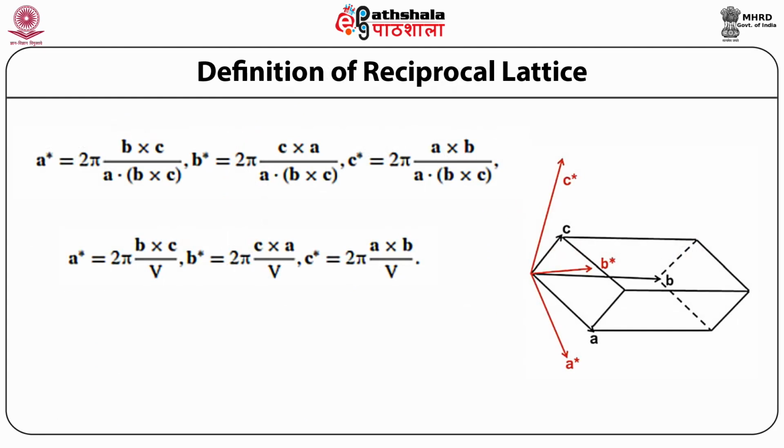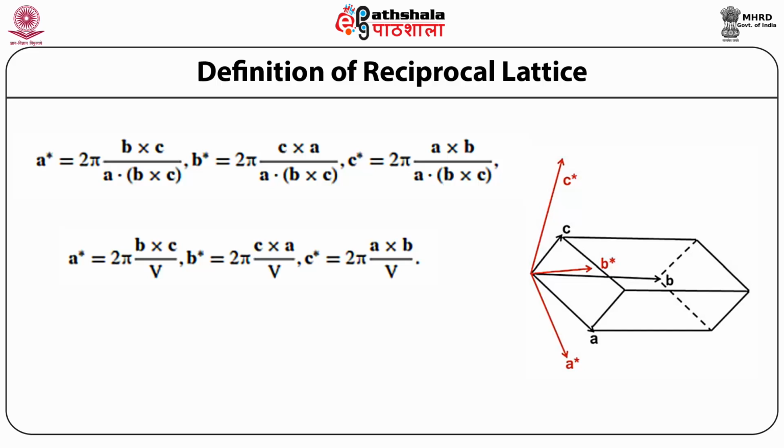Now you see in this slide we have given a definition to these reciprocal lattice vectors. How do you define them? This is what you find in any standard text. Where it is written a star is equal to 2 pi b cross c upon a dot b cross c, and similarly it is for b star and c star. So here a star, b star, c star are the reciprocal lattice vectors, and you can see the unit cell on the right hand side where a, b, c, all three sides are different here. And you know that a dot b cross c is the volume of this cell.